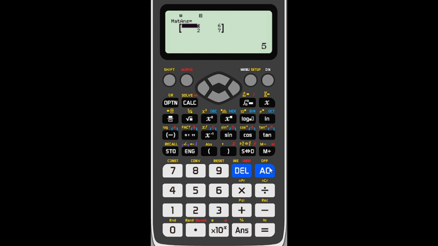Right? So how to perform functions within the matrices. What you can do is press option, then go to 3, then plus option 4. If you press equals to, it's going to perform the addition. If you add minus, it's going to perform the subtraction.